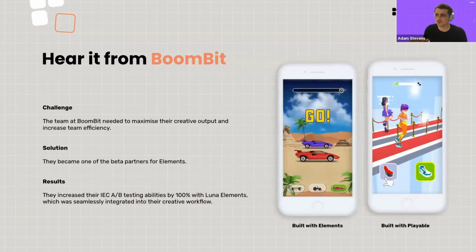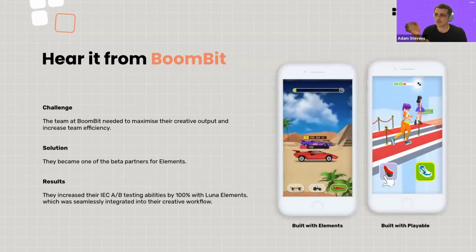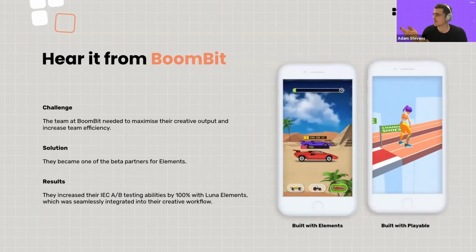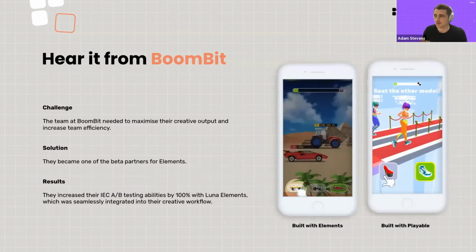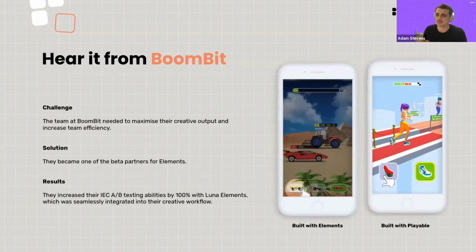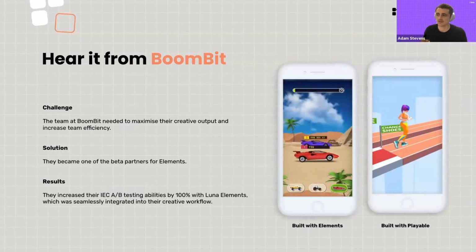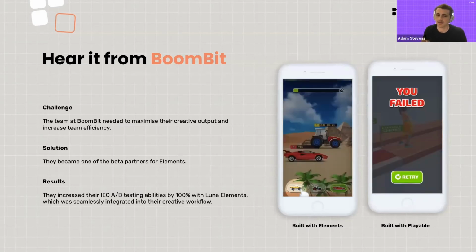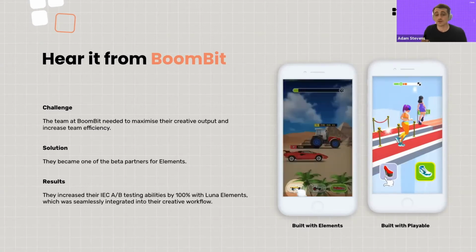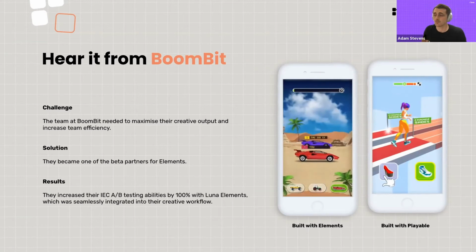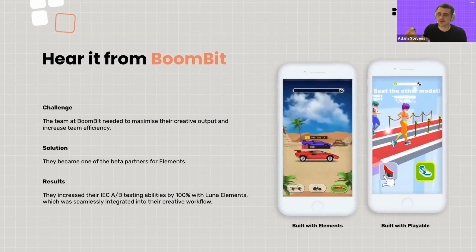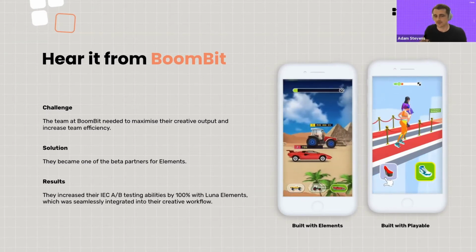A/B testing. So as you can see here, what we have is two playables, quite similar in the mechanic in terms of what we're doing. One was built with Elements and one was built with the Luna Playable Unity plugin. Now, what you're able to do with Elements is actually test many things in a very, very quick amount of time. So for example, they could have the same Elements playable whilst testing multiple different cars, different layouts, different backgrounds. And obviously you could do that with a full-blown playable, but it might take you a little bit more time and investment. And so for them, it's really key to having that quick A/B testing functionality.